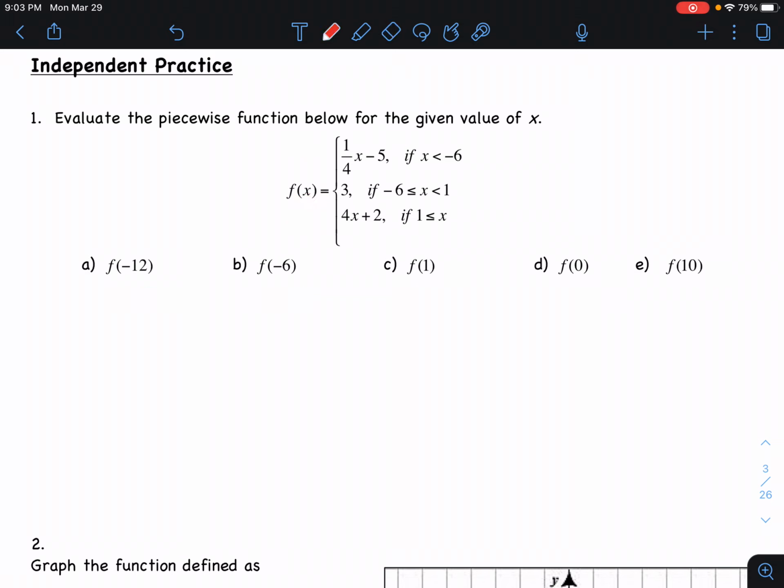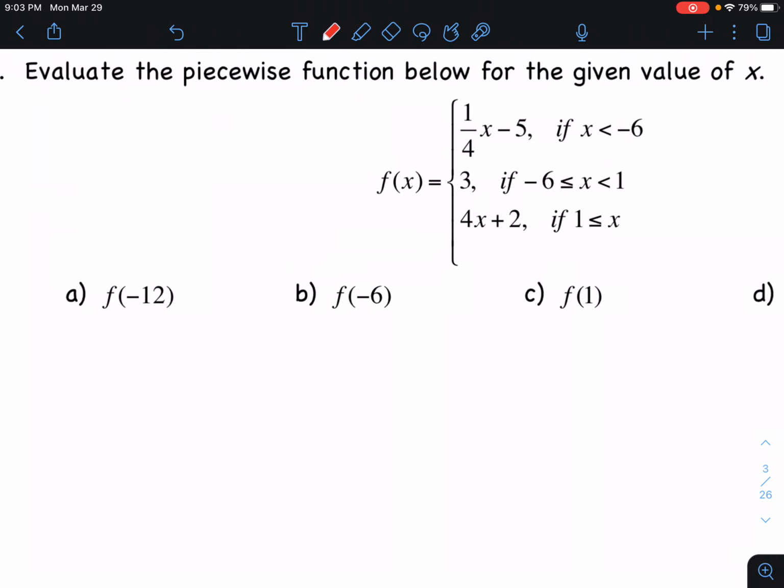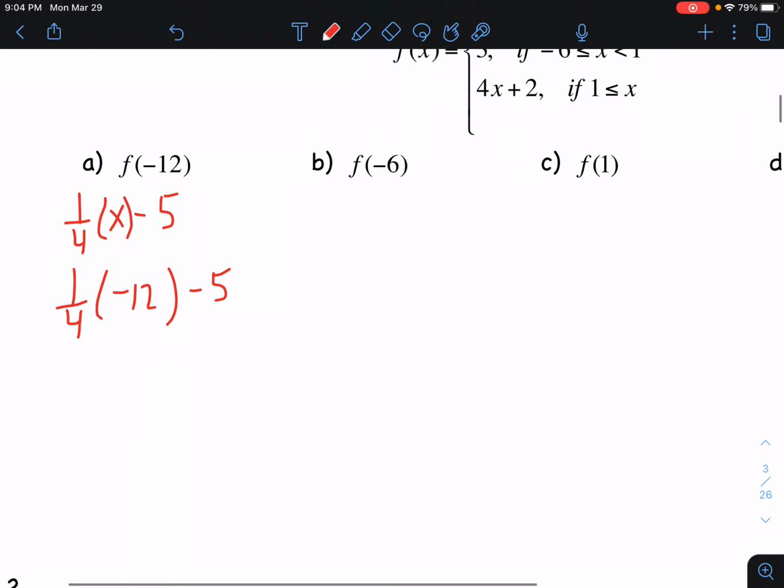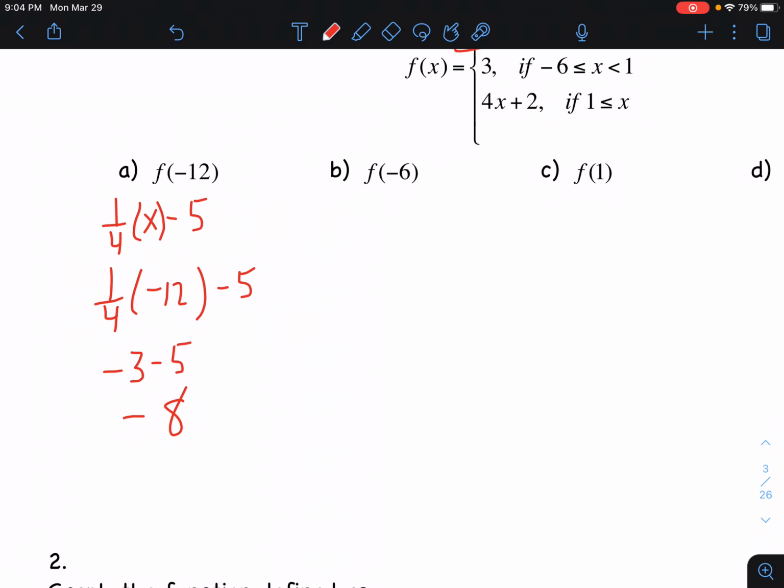So let's start with f of -12. So I look at the inequality and I go, okay, is -12 less than -6? Yes, it is. So that means I'm going to use this guy here, 1/4 times x minus 5. So I'm going to plug -12 in for x. 1/4 times -12 is -3. And that'll be -8. So f of -12 is -8.